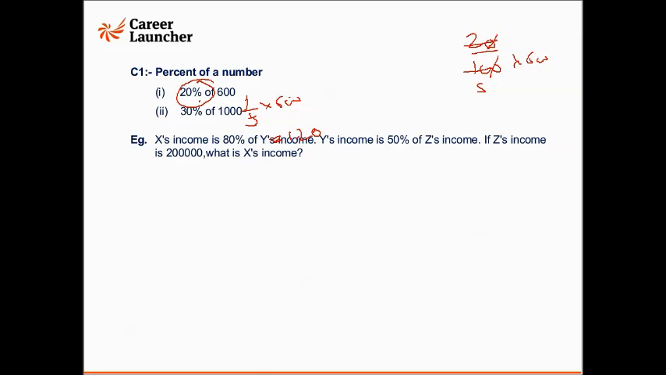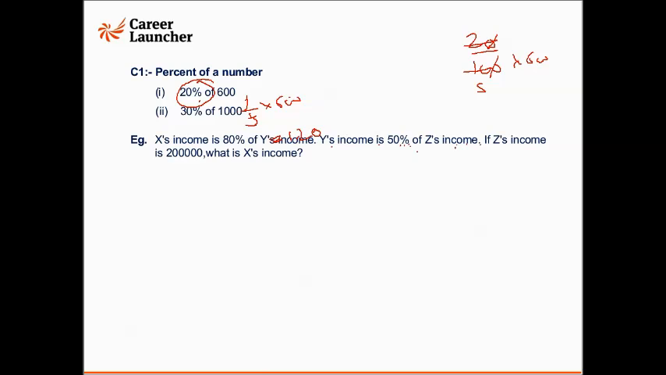X's income is 80% of Y's income, right? And Y's income is 50% of Z's income. If Z's income is 2 lakh, then what is X's income? Now see students, the information which we have is Z's income is 2 lakh, correct? Y's income is 50% of Z's income. 50% is half, correct? 1 by 2. So 50% of Z's income, Z's income is 2 lakh. So Y's income is half of 2 lakh, that is 1 lakh.